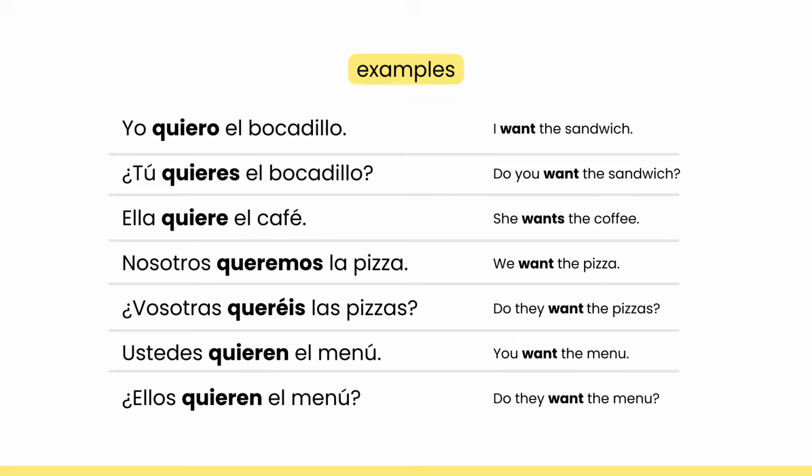So pretty much anytime we want to form a sentence, we can use these subject pronouns to indicate who it is that we are talking about. So when I say yo quiero el bocadillo, then I'm saying I want the sandwich. Or for example, ella quiere el café, which means she wants the coffee. So we use these subject pronouns to indicate who it is that we are talking about. So yo, tú, él, nosotros, and so forth.